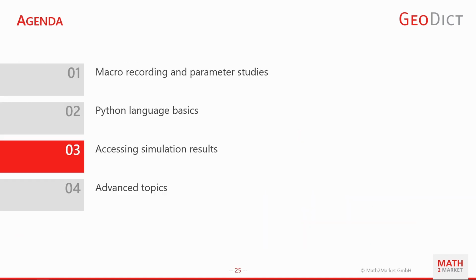This is the end of part 2. We have seen some language basics as 2 types of text output, and we have seen variables and string operations, and also we added a second variable to our macro. Finally, we did parameter studies with different parameter combinations.